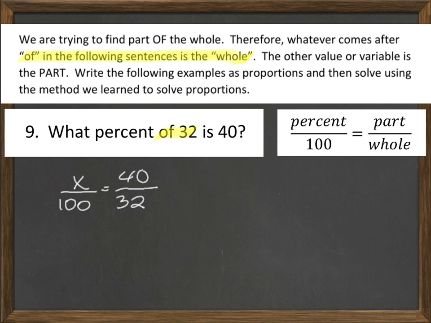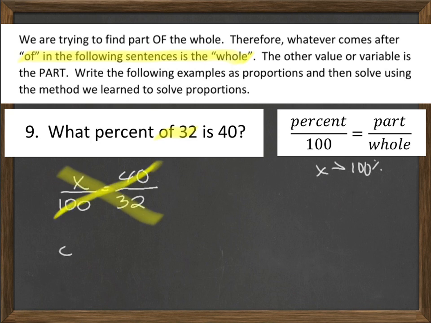The numerator is 40. So you might notice that in this case, 40 is larger than 32. That means you're going to have more than 100%. So we can just make ourselves a note over here that x is going to be greater than 100%. You don't have to do that. You can just cross multiply and solve. But I just want to point out that it's okay. Sometimes our numerator will be greater than our denominator. It doesn't mean I messed up. It doesn't mean I did anything wrong. It just means that I'm going to get a value greater than 100%.